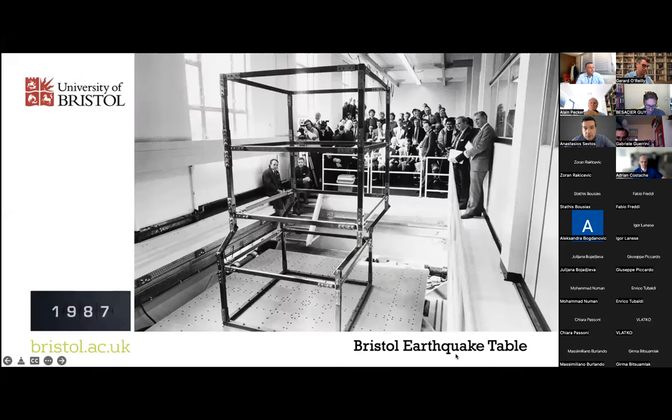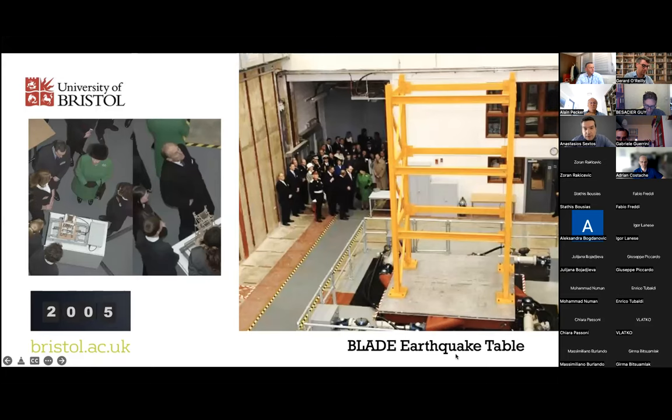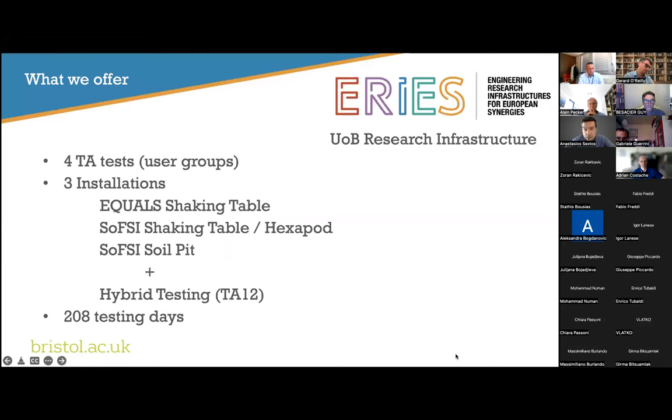As you probably know, Bristol has a long tradition in shaking tables and testing specimens, from the very one that you see here to other more complicated ones that started being tested in 2005 at the EQUALS laboratory. Gradually this has evolved to a new laboratory that I will also discuss a little bit, because it relates to what we actually offer. So now we're offering installations shared among two complementary laboratories that actually run as one, but are physically separated by about half an hour's drive.